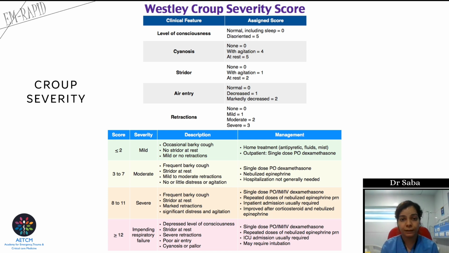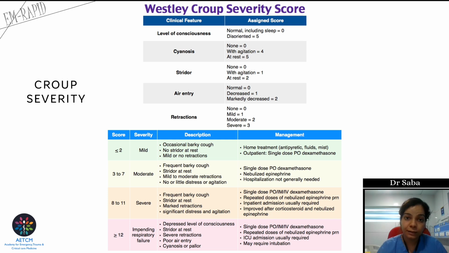And stridor, meaning there is upper airway obstruction and subglottic narrowing is way too much: none is 0. If you hear stridor when the child is agitated, it is 1. But even if at rest you hear stridor, it is straight away 2. Now, air entry: normal is 0, decreased will be 1, and if it's markedly decreased, it will be 2. And retractions: none, 0, mild gives a score of 1, moderate 2, and severe 3. So this is how you're going to assess the severity of croup using the Westley score.